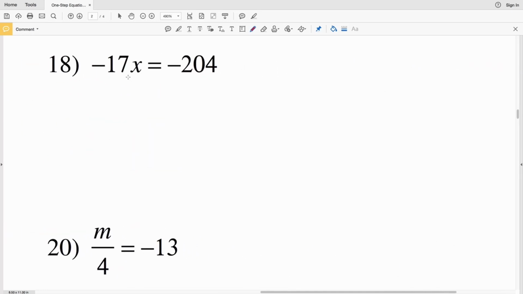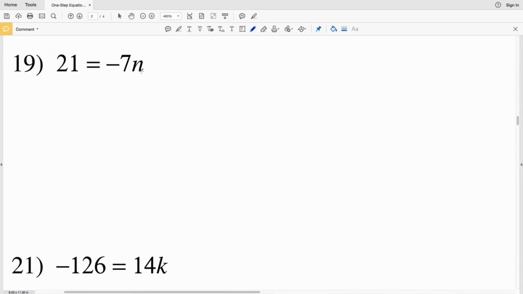Number 18, again, we're isolating the variable x. We're going to do that by dividing by a negative 17. Whatever we do to the left, we do to the right. So negative 2 under 4 is also going to be divided by a negative 17. A negative divided by a negative is a positive, so that's going to be 1 times x, which is equal to x. And again, a negative divided by a negative is a positive, so that's going to be a positive 12, since 204 divided by 17 is 12. Negative 204 divided by negative 17 is 12.